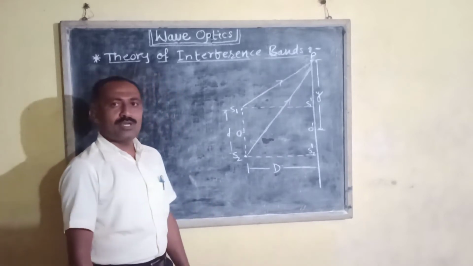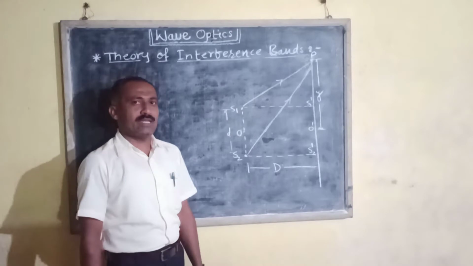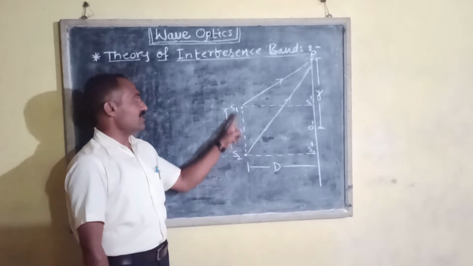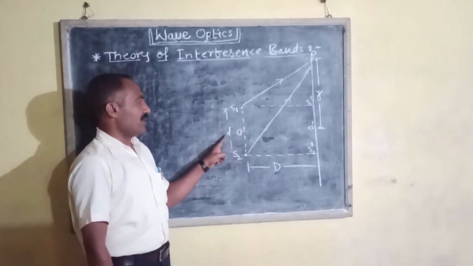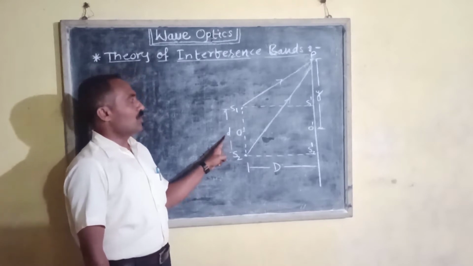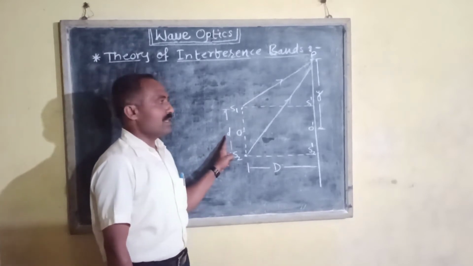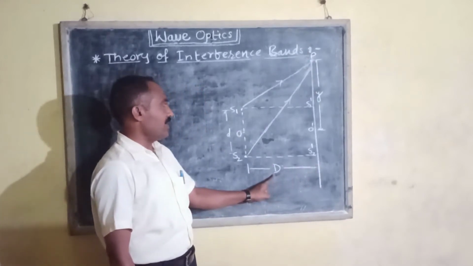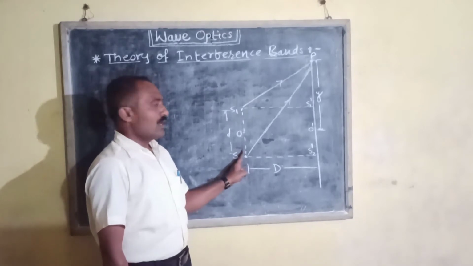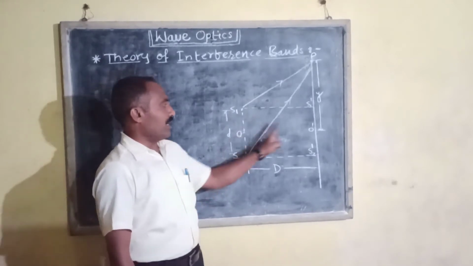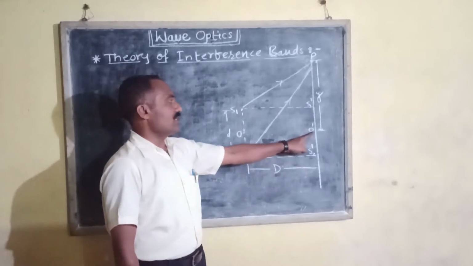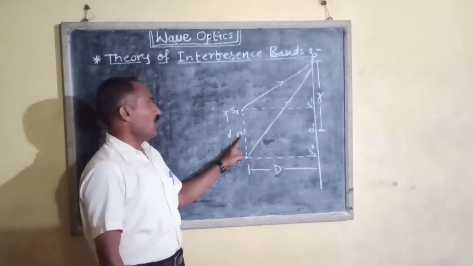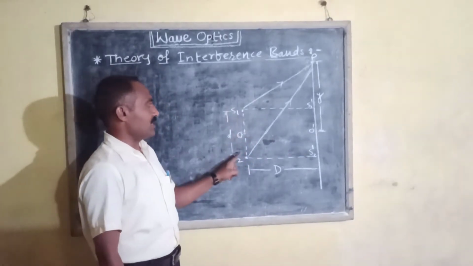For that purpose, we consider two monochromatic and coherent sources of light, S1 and S2, slits separated by a small distance d, producing a steady interference pattern on the screen, which is placed at a distance capital D from S1 and S2. That is, the distance between O and O dash is capital D. O dash is the center of the screen and O is the center of S1 and S2.